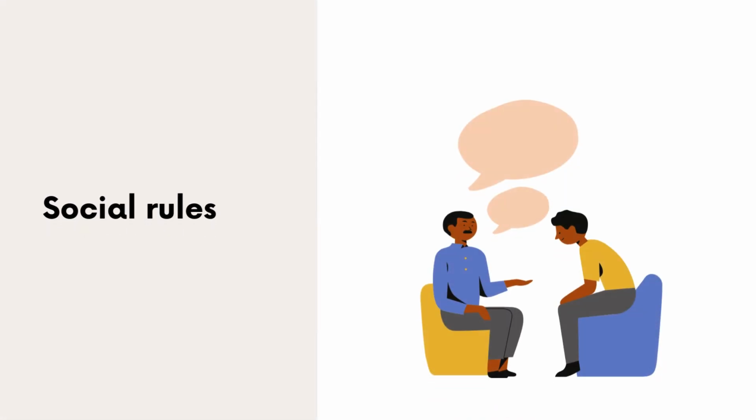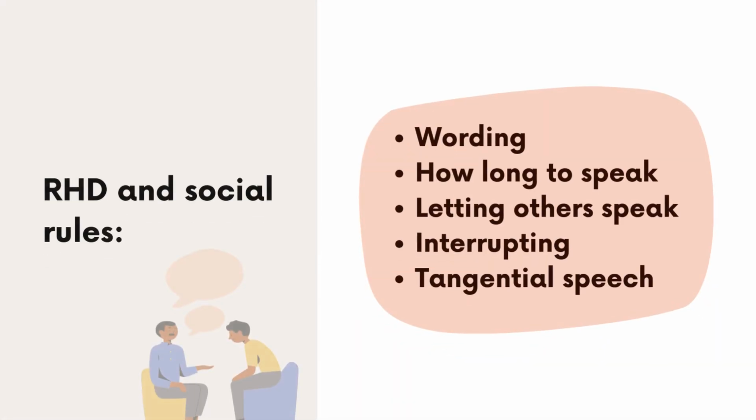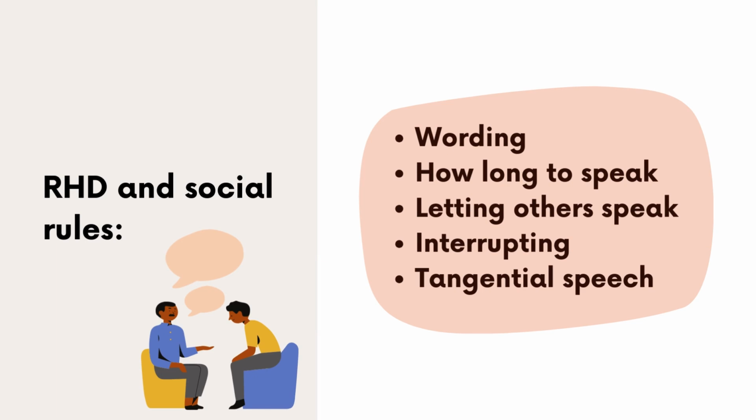People with RHD may struggle with social roles. Someone with RHD may have difficulty changing how they word a sentence depending on the communication partner or environment. Additionally, they may have difficulty with knowing how long to speak for, giving others the opportunity to talk, interrupting, or having tangential speech. Tangential speech occurs when someone deviates from the original topic of a conversation and discusses something unrelated. This is commonly known as going on a tangent.